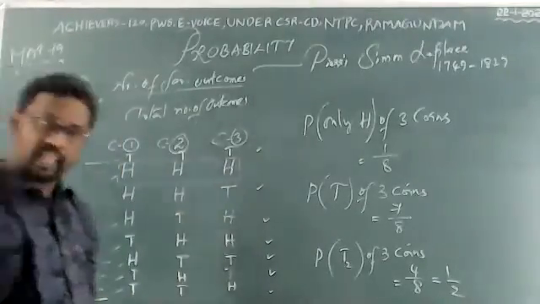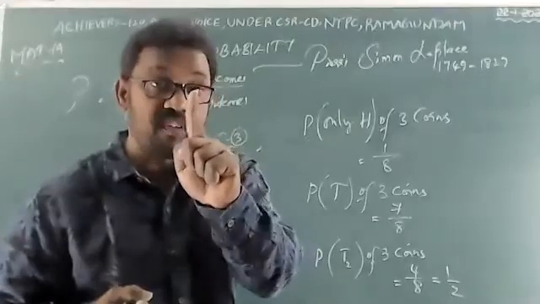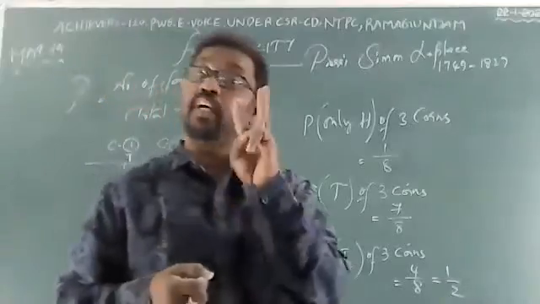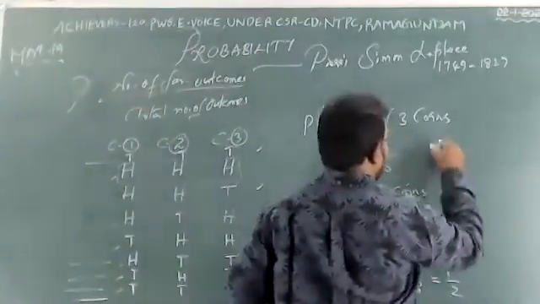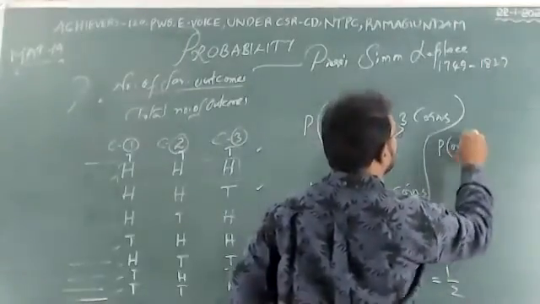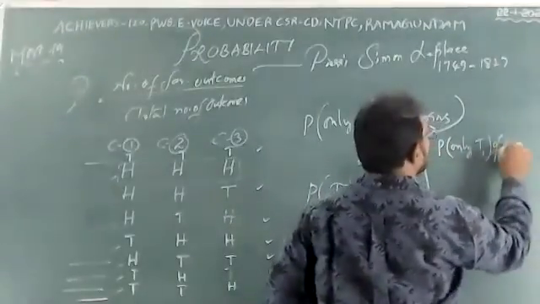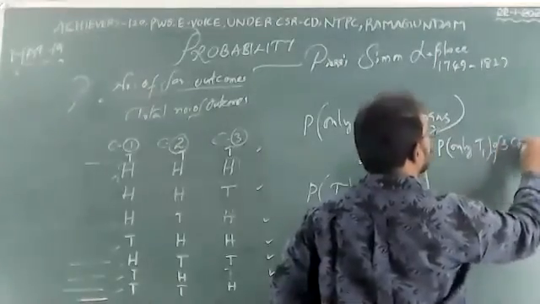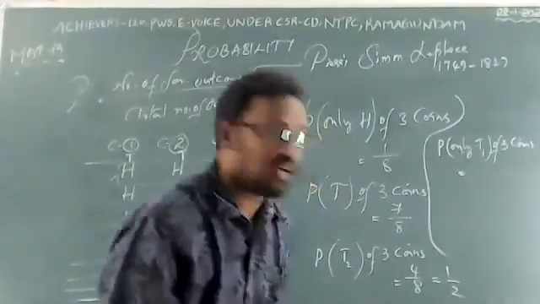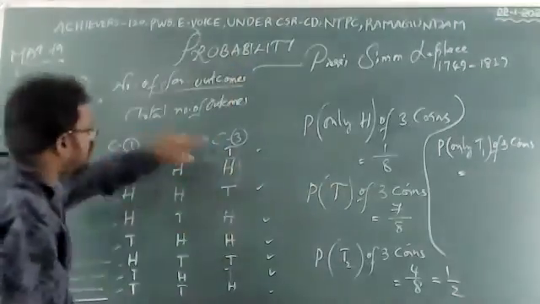4 by 8. Like this. Suppose, what is the probability of getting only one tail of 3 coins? Probability of getting only one tail of 3 coins. One tail. In the 3 coins, only one tail.